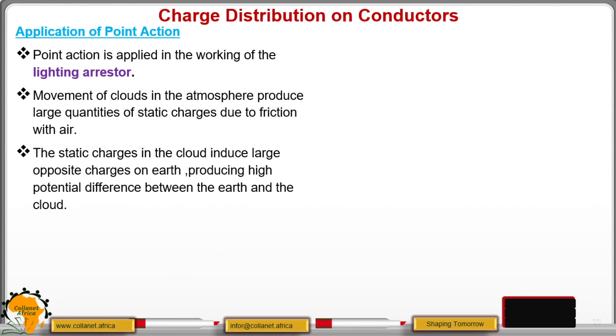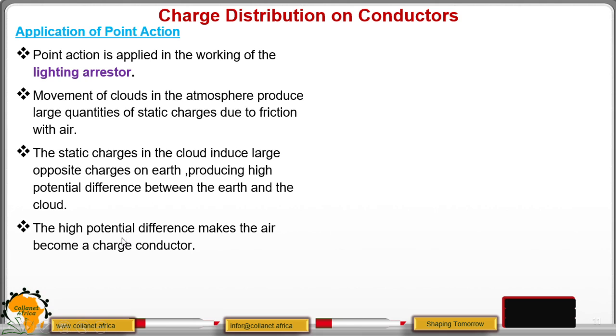So now we have an electric field between them. We have the cloud having a charge opposite to the earth. Therefore, there is what we call the potential difference. Now, the potential difference makes the air become a charge conductor.